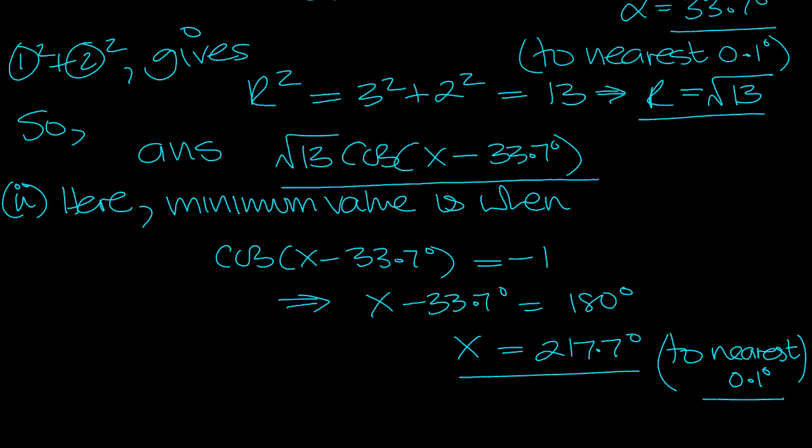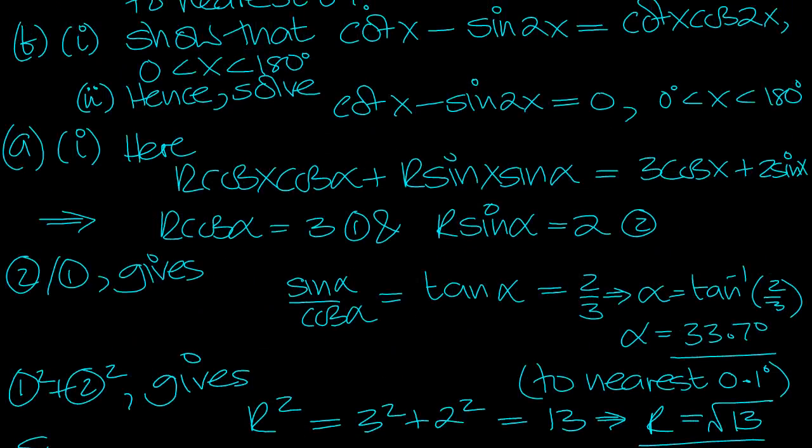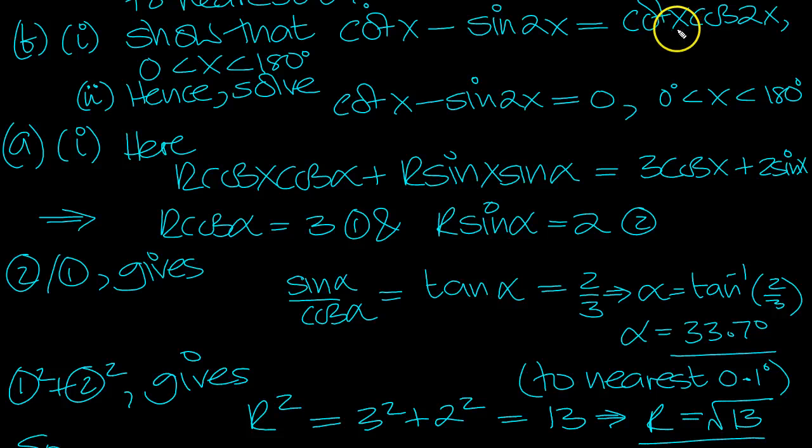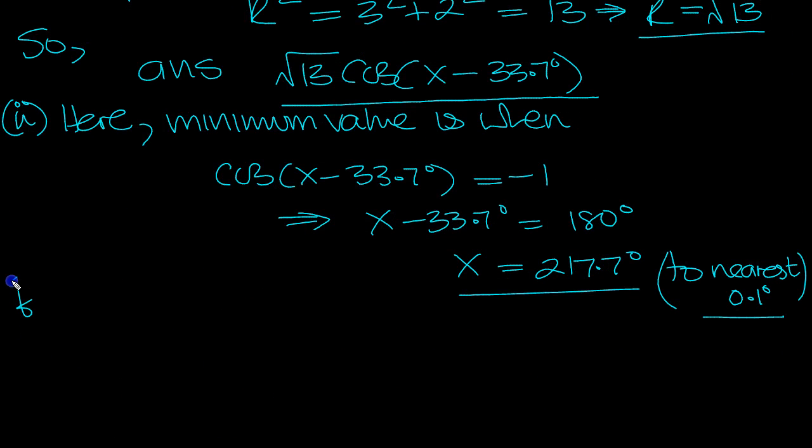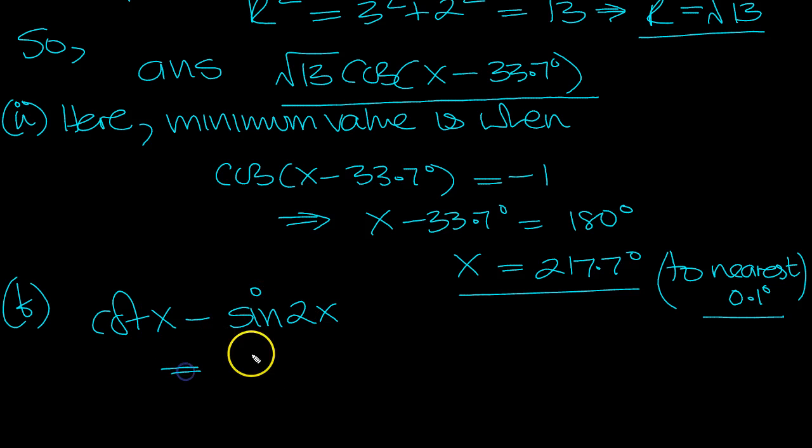Okay, that's part 2. Now let's have a look at B. Show that this is equal to that. Cot x minus sine 2x then. B. Cot x minus sine 2x. Well, let's just combine the fraction here. This is cos over sine minus 2, and the double angle for sine is 2 sine x cos x, isn't it?